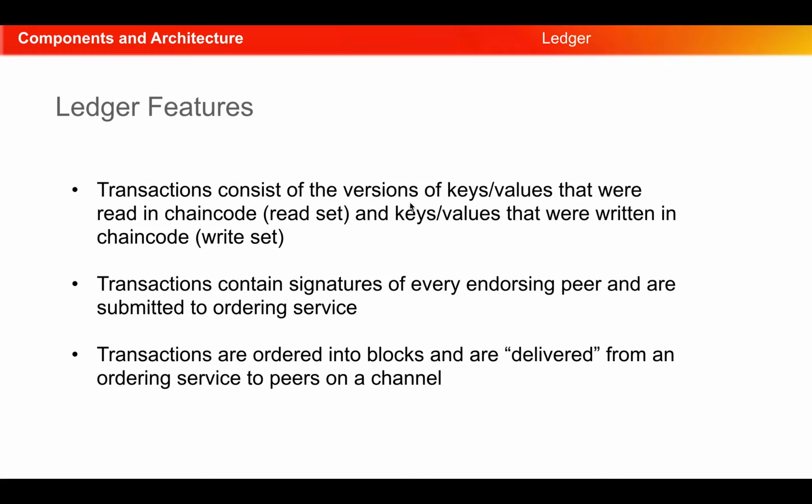Transactions consist of the versions of keys and values that were read in the chaincode, which is called the read set, and the keys and values that were written in the chaincode, which is called the write set. The transaction contains the signature of every endorsing peer and is submitted to the ordering service. This we have already seen in the ordering service. Transactions are ordered into blocks and are delivered from the ordering service to the peers on the channel.